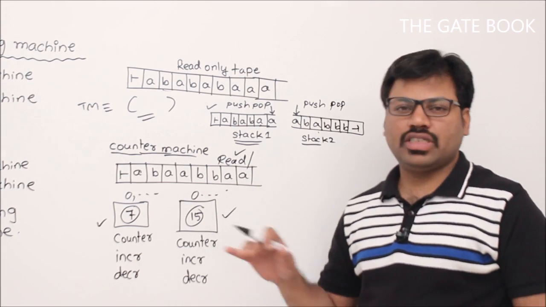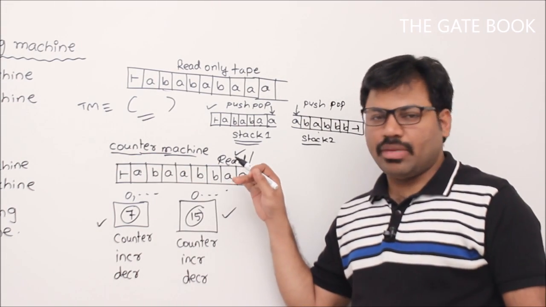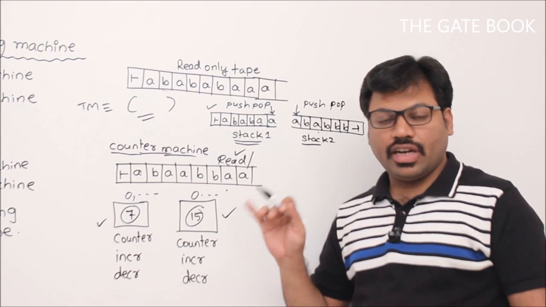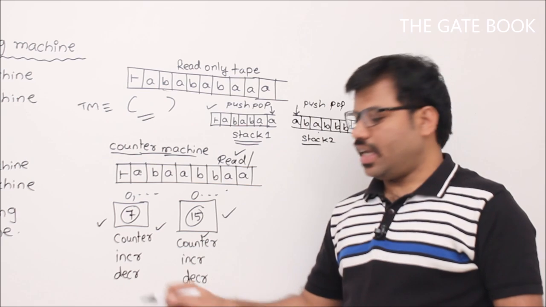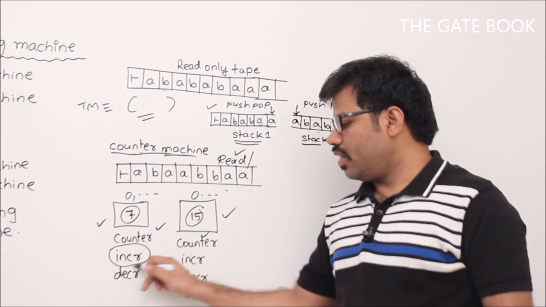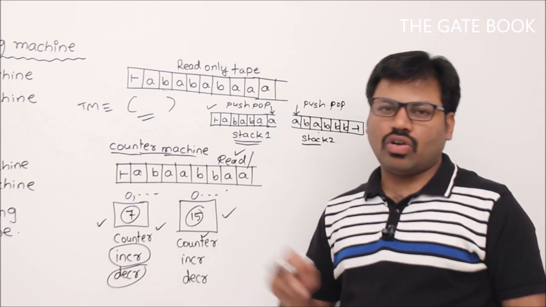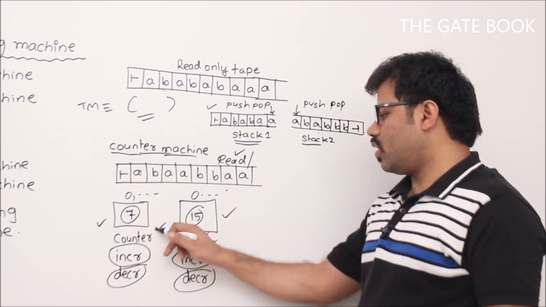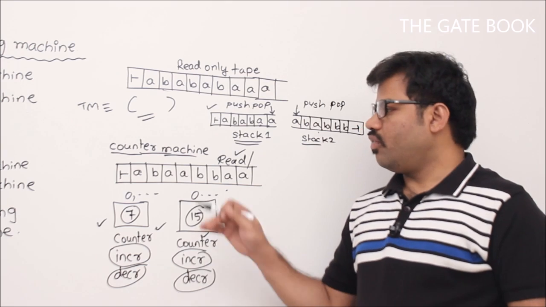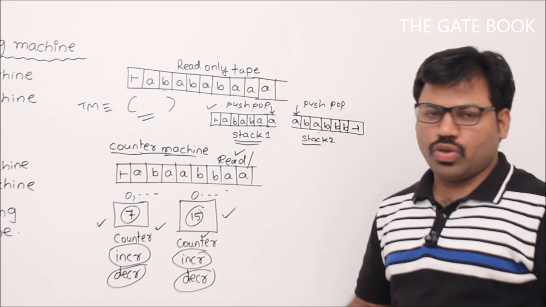Let me define the counter machine one more time. You have a semi-infinite tape, but it is read-only. Second thing, you have two counters. Each counter can be incremented or decremented, and we can check whether the counter is 0 or not. Similarly, you have incrementation and decrementation for the second counter. Using these two counters, we can exactly simulate a Turing machine.